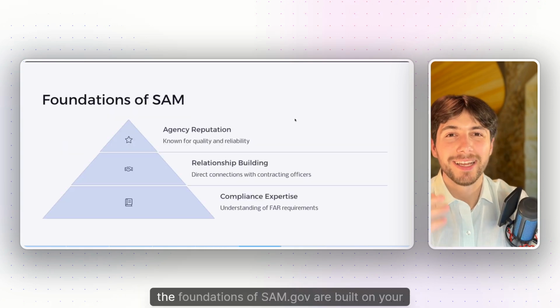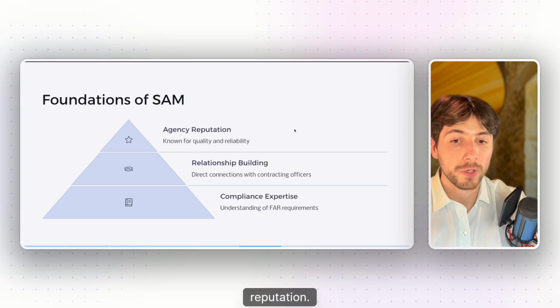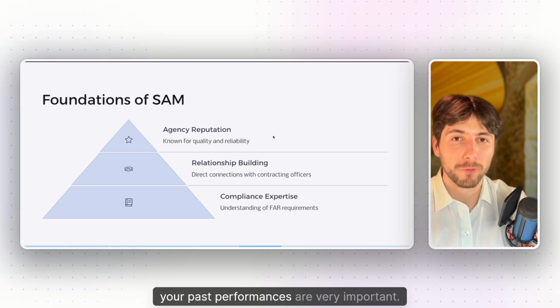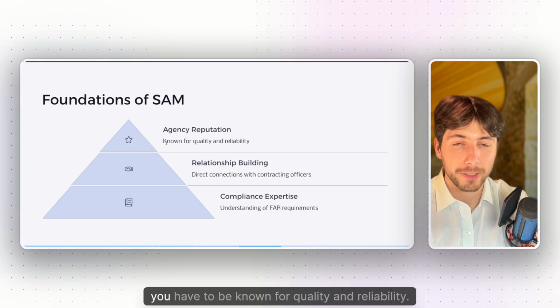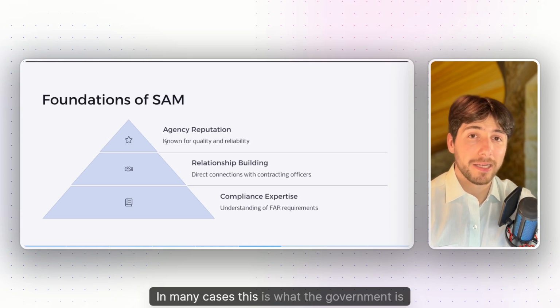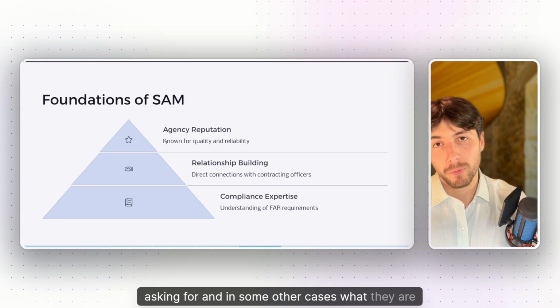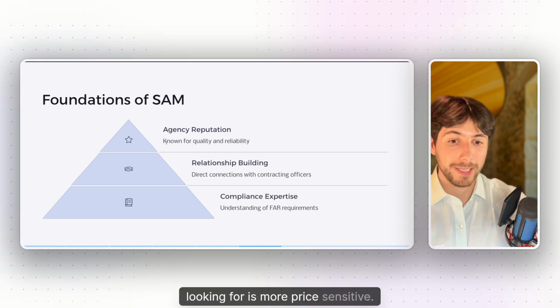So as said, the foundations of SAM.gov are built on your reputation. So past performance is very important. You have to be known for quality and reliability. In many cases, this is what the government is asking for, and in some other cases, what they are looking for is more price sensitive.